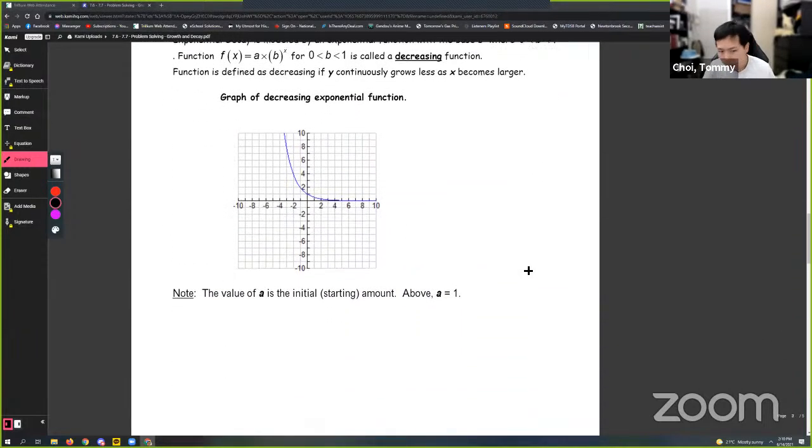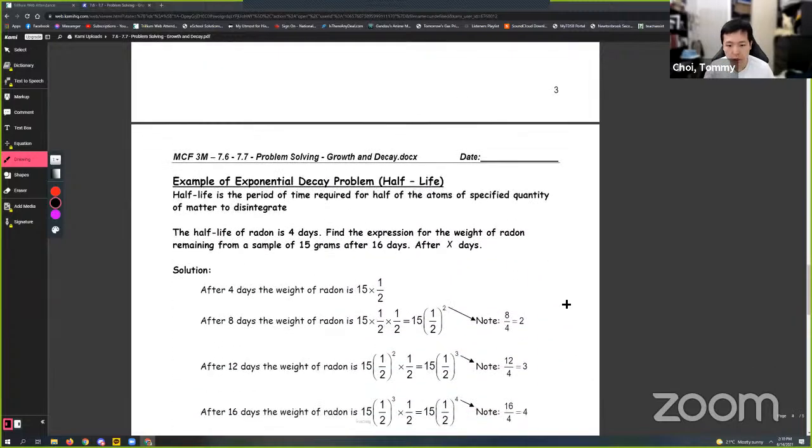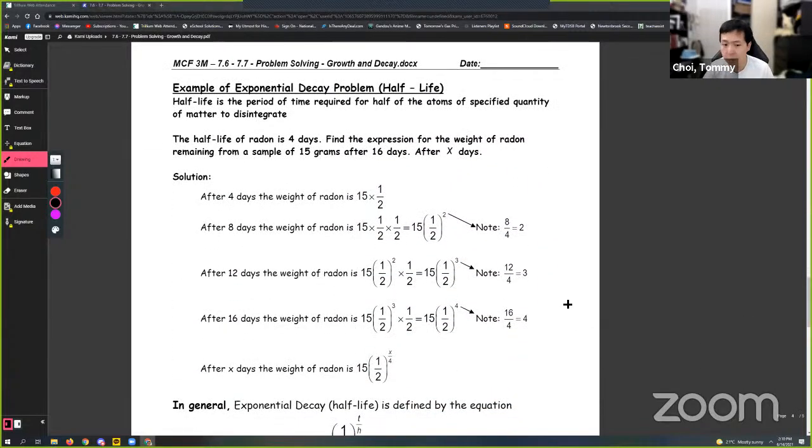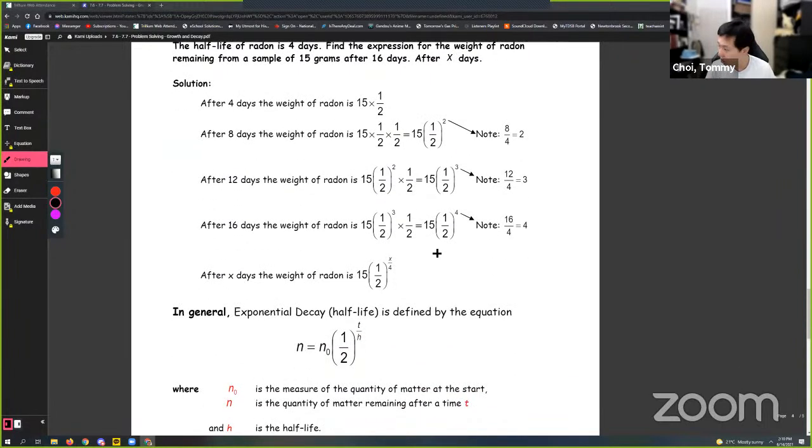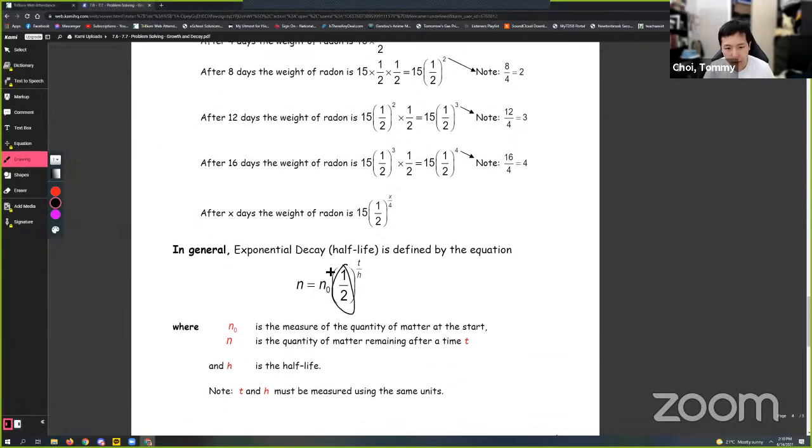And so the second thing I wanted to talk to you about was things like half-life, or exponential decay, which is when the base of the power is smaller than one. So when we have a half, that would be half-life. When we work with exponential decay, the formula is exactly the same. The only difference is that the base is one half. The representation of the variables and what they stand for are exactly the same, right?